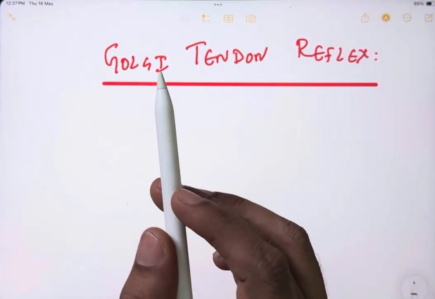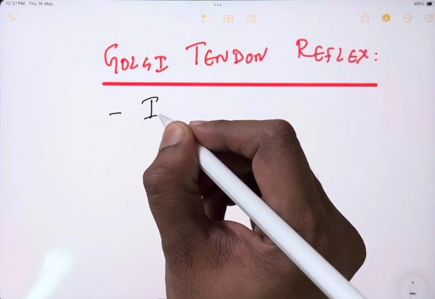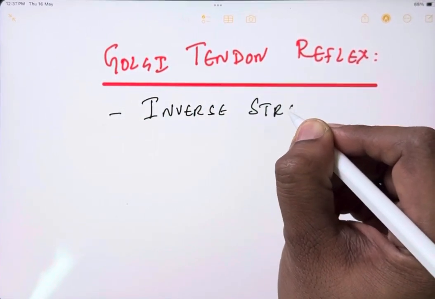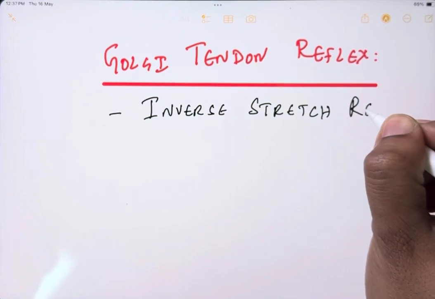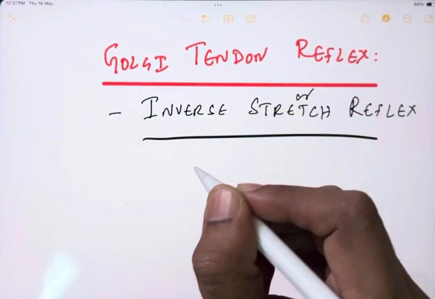Hello friends, today we will discuss the Golgi tendon reflex. It is also known as the inverse stretch reflex. In the previous video we discussed the stretch reflex. Today we will discuss the inverse stretch reflex, that is the Golgi tendon reflex.